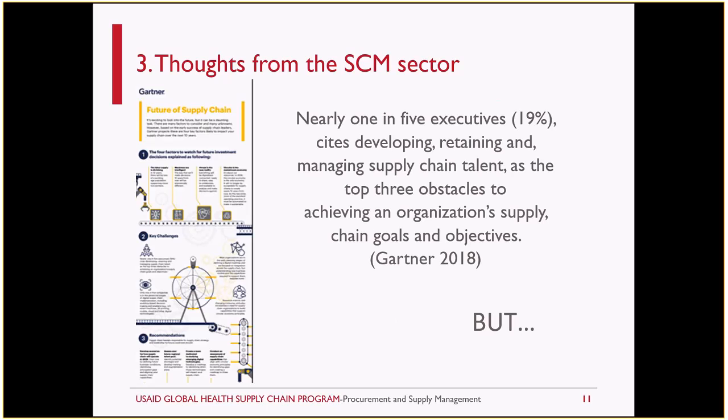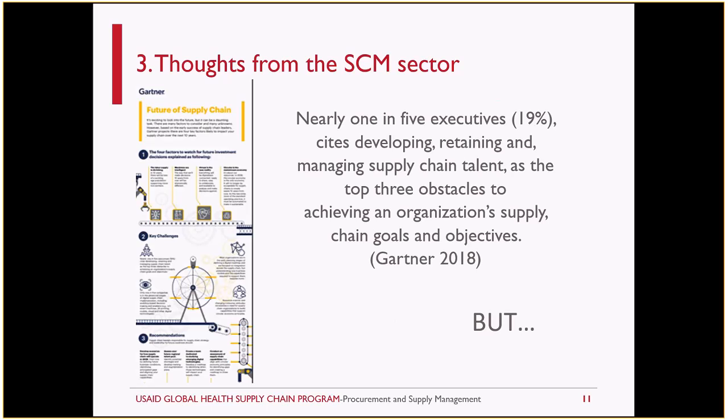As we move to consider the supply chain sector, there's a couple of publications that have come out over the last 6 months, which is interesting. This particular quote is taken from an infographic put out by Gartner. You can actually go to the website and see this in great detail. But I just wanted to point out their quote, which is nearly 1 in 5 executives from supply chain cites developing, training, retaining, and managing supply chain talent as the top 3 obstacles to achieving an organization's supply chain goals and objectives.